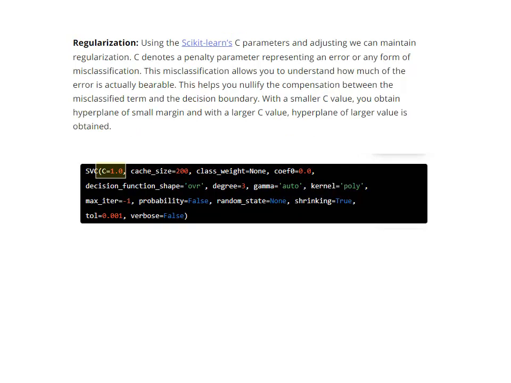Using the scikit-learn C parameter and adjusting it, we can maintain regularization. C denotes a penalty parameter representing an error or any form of misclassification. So with a smaller C value, you obtain a hyperplane of a small margin, and with a larger C value, a hyperplane of a larger margin is obtained.